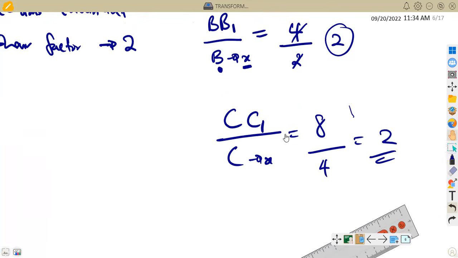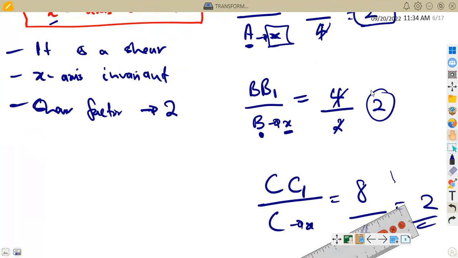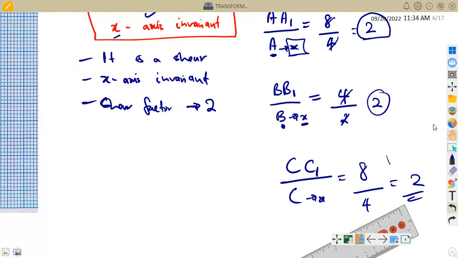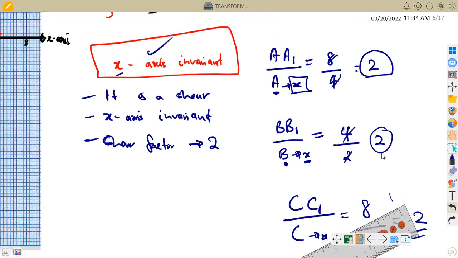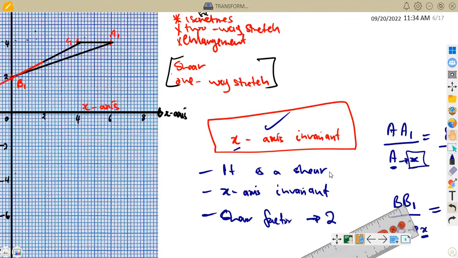So that means truly that is our shear factor. It can't be we are having a shear factor of 2 from one part and another part gives you a shear factor of 3 or another number. It means that one is wrong. But in this case, as you can see, you're obtaining the same shear factor. So that's how you actually see that it's a shear.